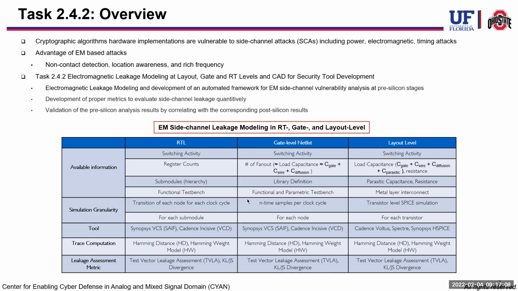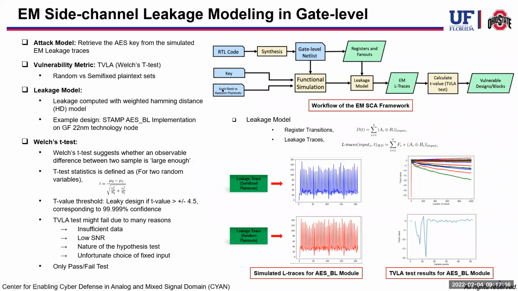So we chose the gate level netlist for our initial assessment framework. In this framework, we start with the RTL code and synthesize it to get a flattened gate level netlist. From the netlist, we extract the number of registers and fan-outs and use a leakage model to compute the simulated EM traces. We use a set of semi-fixed plaintext and a set of random plaintext and perform functional simulation to find the traces.